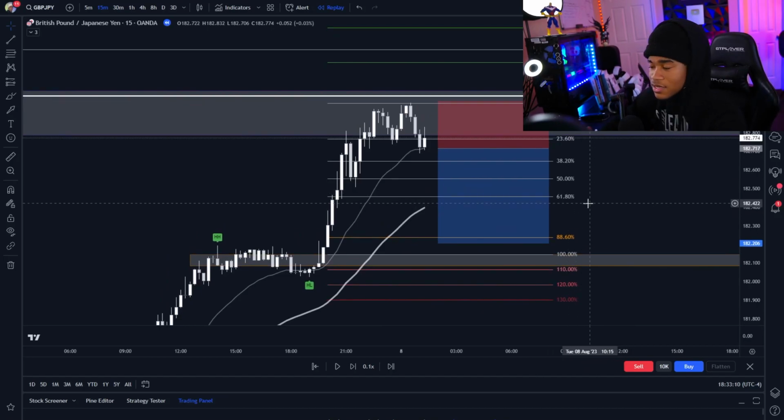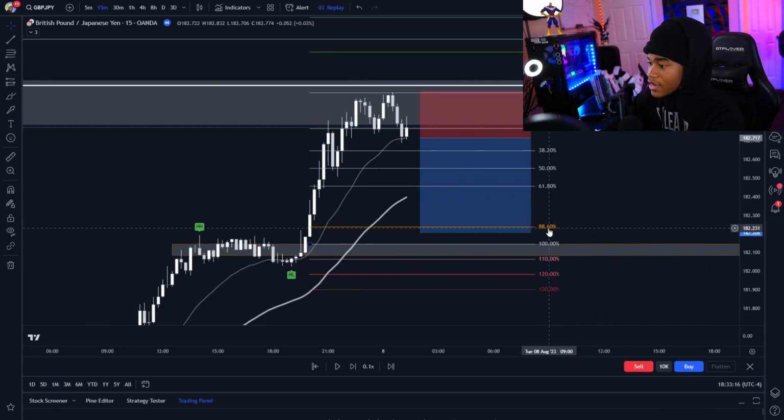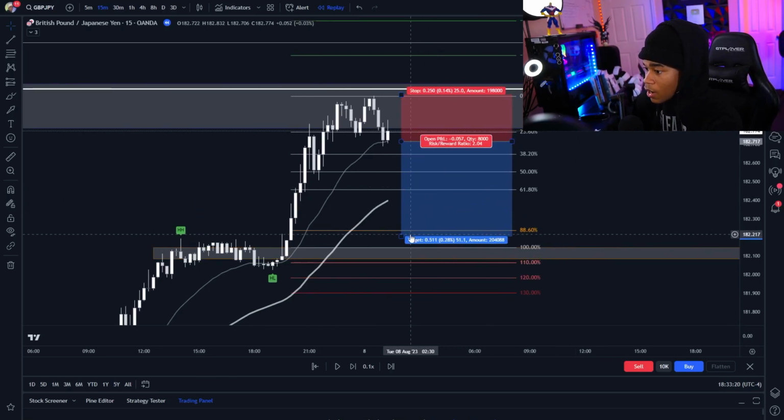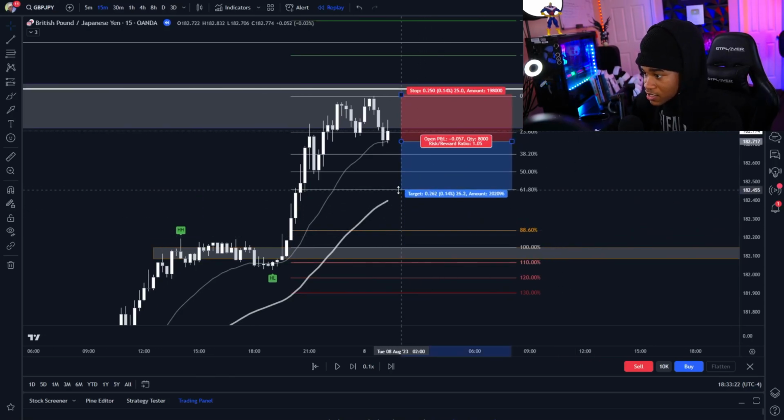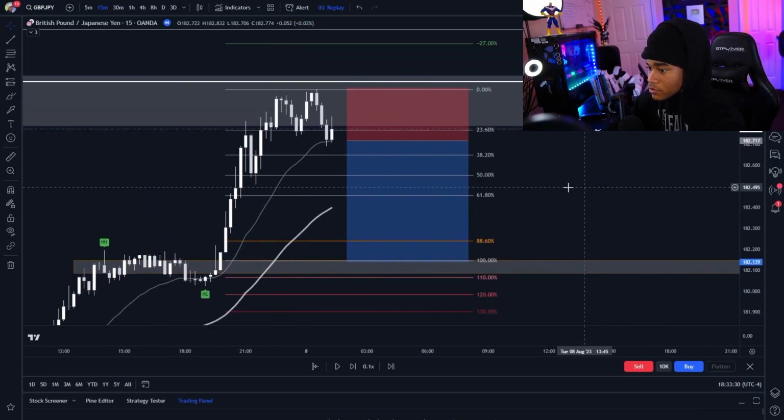Actually, that's not what this is, this is the trade breakdown. We're not getting into Fibonacci, but just know that it's a very big part of the strategy that I teach. Okay, so I'm expecting price to either reject off of the 61.8, the 88.6, or the 100. All right, so we'll just keep it at the 100 for right now.